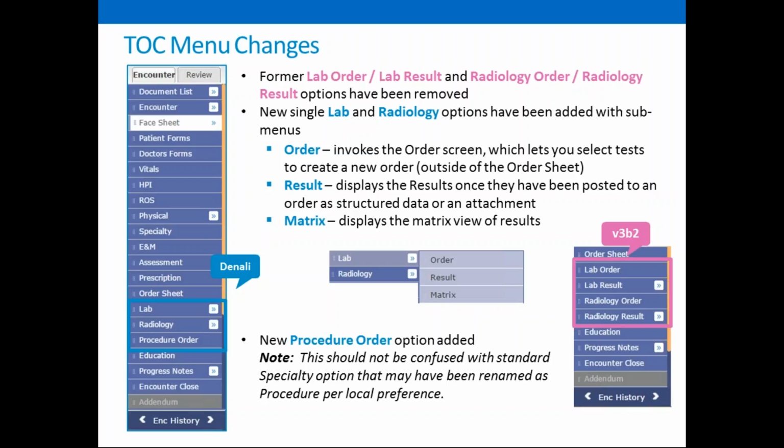And then if you notice also here on the Denali version, we have a new menu option called Procedure Order. Now this is covered in a little more detail in our second session because this is directly tied to the new orders management feature that we cover there. This should not be confused with your standard specialty option that some of you may have renamed as Procedure based on local preference.